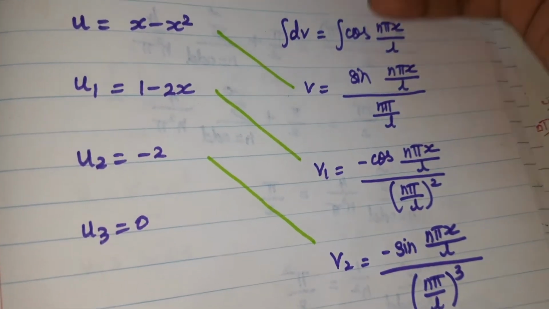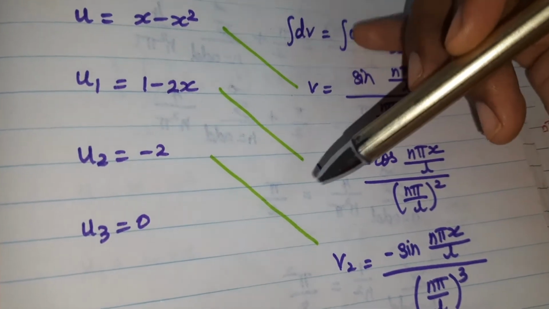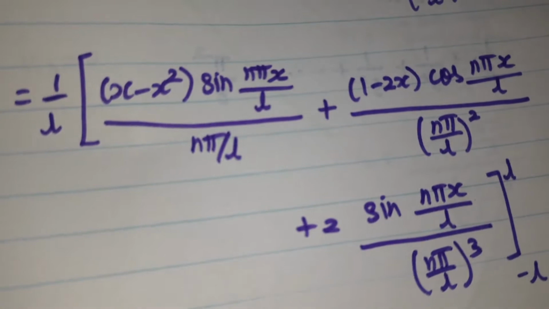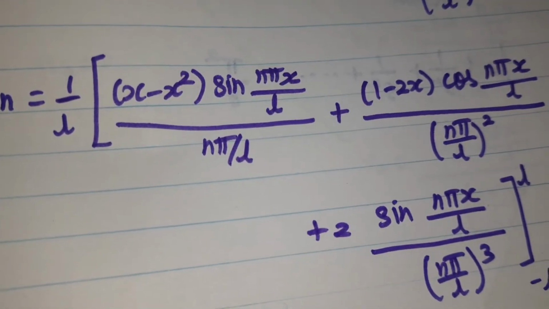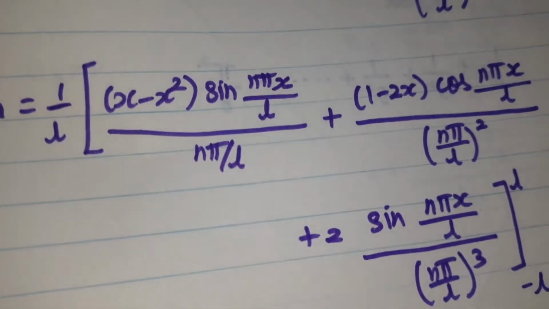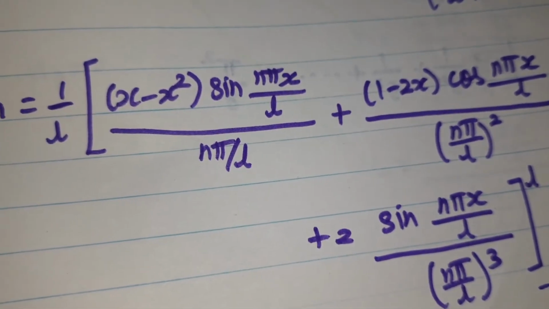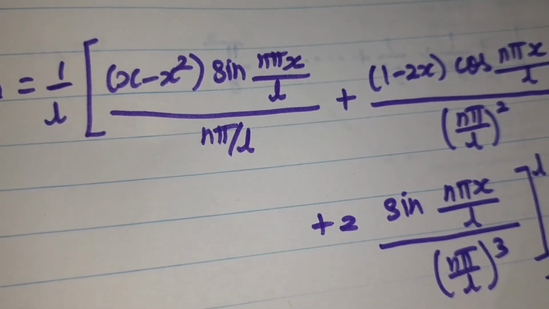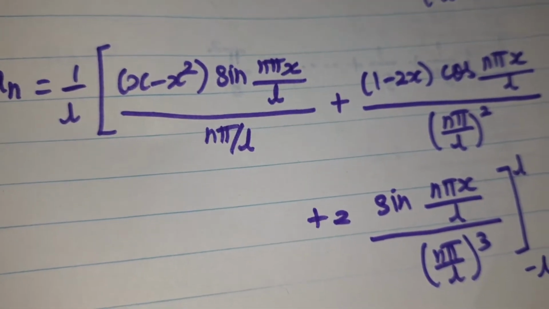The formula is uv minus u1 v1 plus u2 v2. So, therefore, an is equal to 1 by L into x minus x square into sin n pi x divided by L divided by n pi by L plus 1 minus 2x into cos n pi x by L divided by n pi by L the whole square plus 2 into sin n pi x by L divided by n pi by L the whole cube to the interval minus L to plus L.